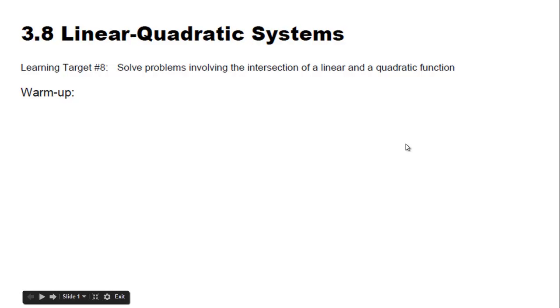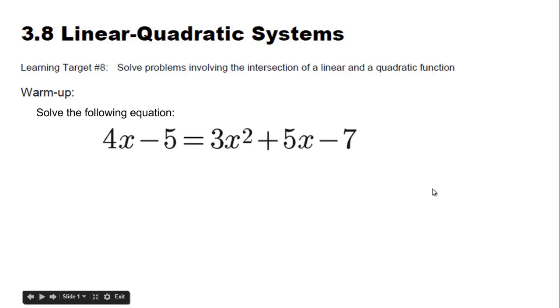Okay, welcome to 3.8 Linear Quadratic Systems. In this we're going to learn how to solve problems involving the intersection of a linear and a quadratic function. So warm up, we're looking at solving the following equation. You can try to solve this equation yourself.